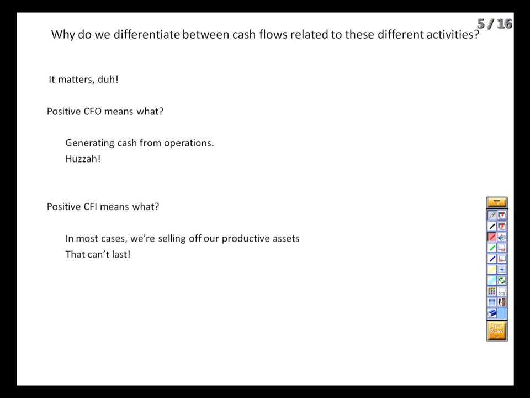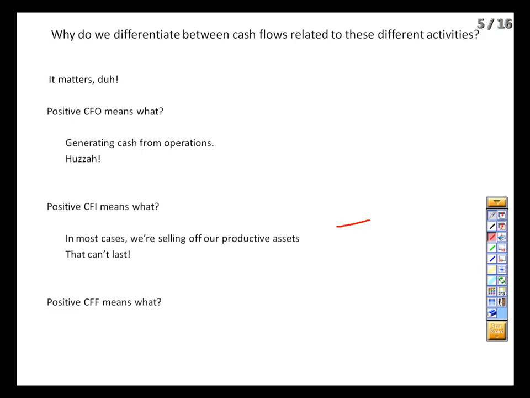First of all, we're eventually going to run out of trucks and machinery and factories and the like. Second, if we just sold our factory, how much stuff do you think we're going to be making next year? Right, not a whole lot. Ideally, we're going to see negative cash flow from investing because that means management continues to make investments in the infrastructure that will keep our business growing strong.